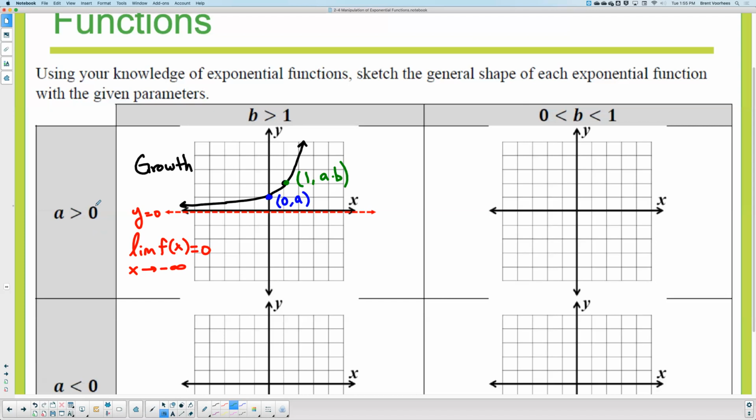So if a is 5, b is 2, 5 times 2 is 10, this point would be 1 comma 10. That's how that works. This point would be 0 comma a. Okay, that's growth. Now let's slide over.